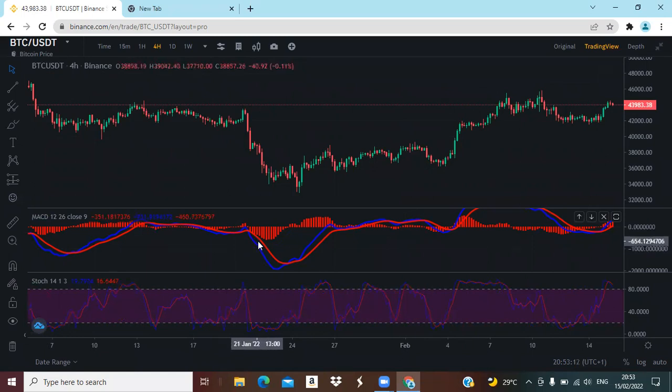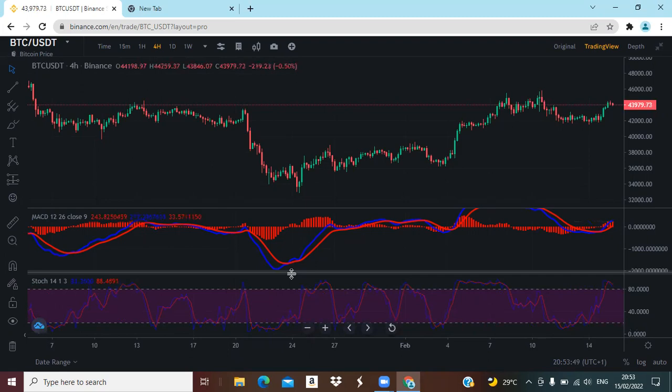This line, the signal line, and the MACD line have to be below here. That's on the negative side of the MACD. When you see this and the blue line, that is the MACD line, about crossing the red signal line, and the stochastic at oversold condition, coming out of it is a nice 953 trade. It's very simple stuff.